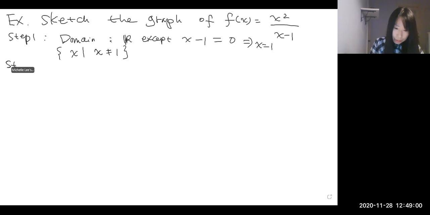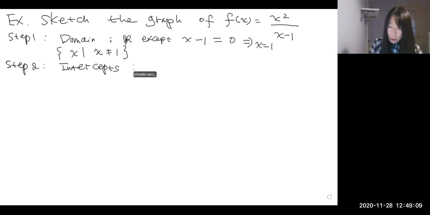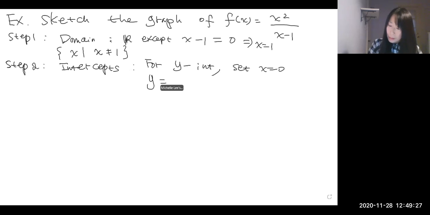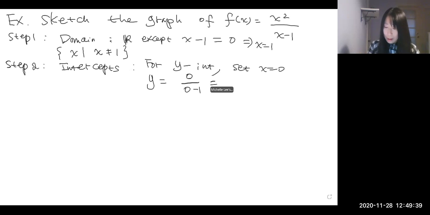Now step 2, find the intercepts. For the y-intercept, we set x equal to 0. Let me write down the function notation f of x as y equation notation. Then we plug in x equal to 0, so we have 0 squared, which is 0, over 0 minus 1. Okay, I almost said the negative 1. It's not, it's 0, right? Then we have 0 and 0.